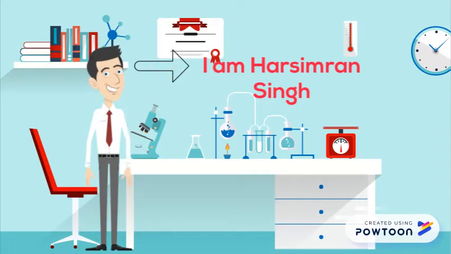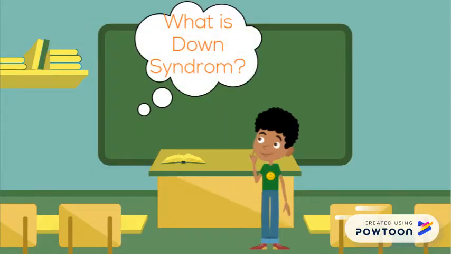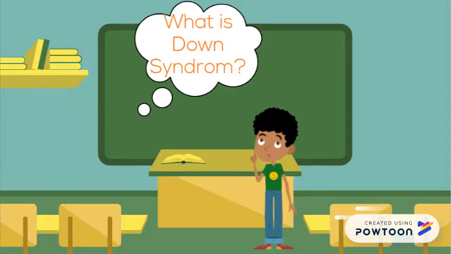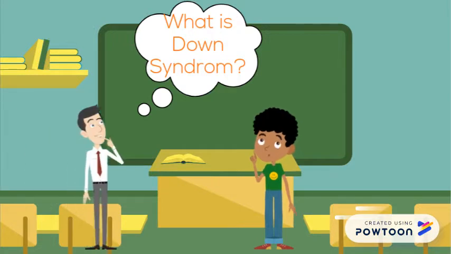Down syndrome. So what is Down syndrome? Down syndrome is a chromosomal disorder caused when an error in cell division results in an extra 21st chromosome.